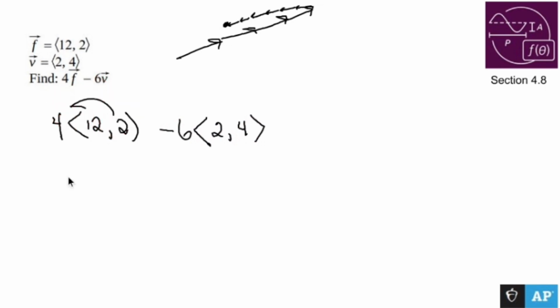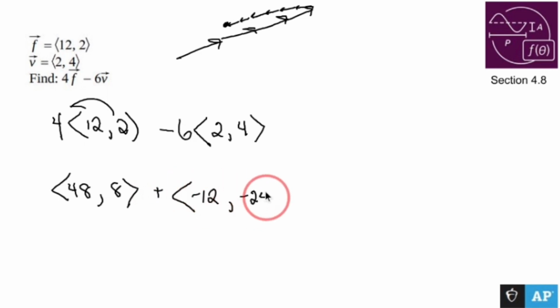Okay, so kind of like distributive property, you end up with 48, 8, which makes sense. If I'm going to go right 12 up 2, right 12 up 2, right 12 up 2, I'm going to end up going right 48 up 8. And I don't know why I made you a parentheses, but I did. And then we're going to add on top of that, I'm going to multiply negative 6 to both of these. So negative 12, negative 24.